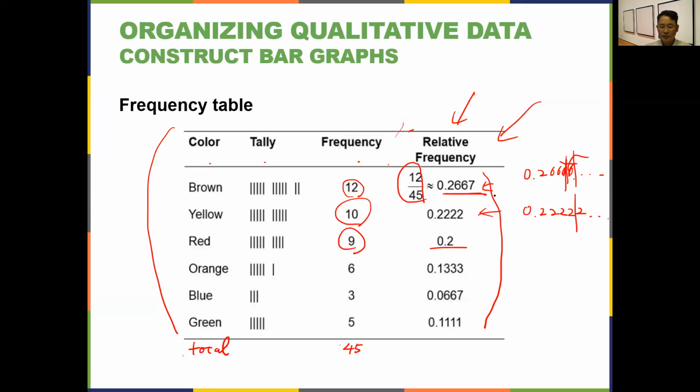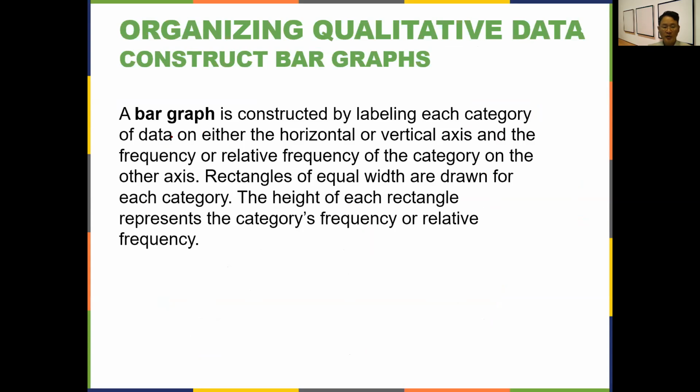after we construct the relative frequency column as well, we are now going to build, but as I said, these colors are not really in order or anything. They're not really connected to each other. So we cannot build a histogram. In fact, for any qualitative data you cannot build a histogram. You can only build a bar graph.